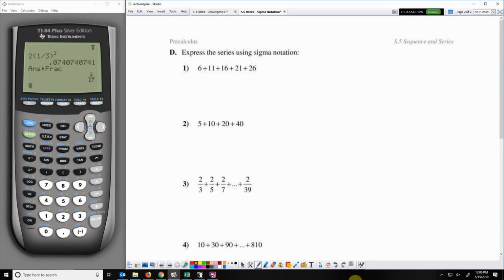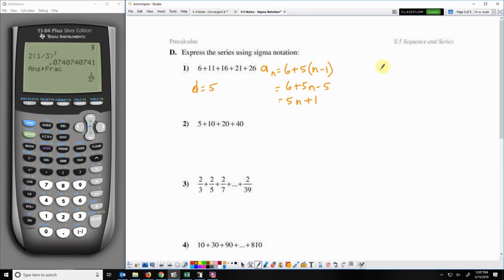Okay, on the next page, we are taking a sequence and writing it in sigma notation. So the first thing we need to do is find an expression for the sequence. So this one looks like it's going up by 5 each time, so we have a common difference of 5. So to write an expression, a sub n equals the first term plus the common difference times n minus 1. So that's 6 plus 5n minus 5, which is 5n plus 1.